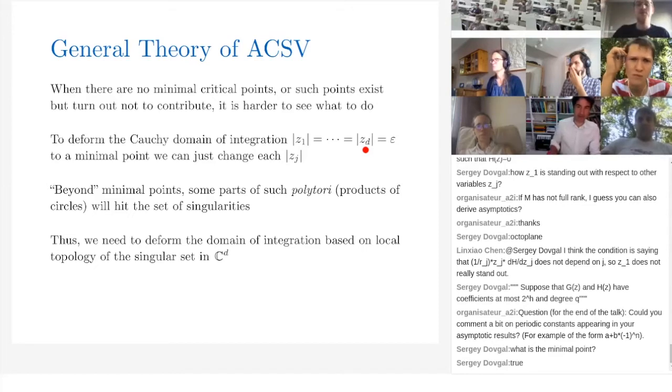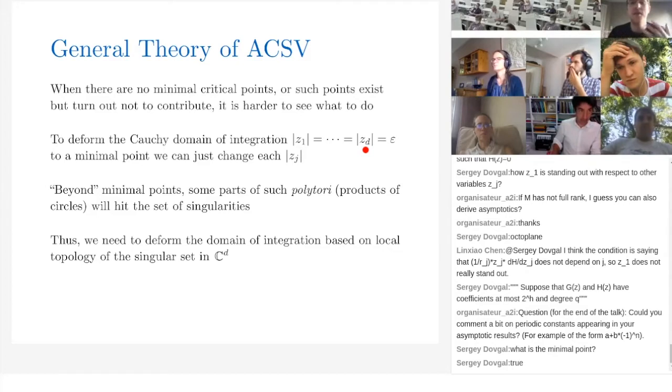But if you have to go beyond minimal points, then this is quite difficult, because it means that locally, on some parts of the domain of integration, you can keep pushing outwards, but maybe near the minimal point, you have to be a little bit more careful. So you can't just do such a brute force deformation by just increasing the modulus of each coordinate. You have to actually take the local topology of the set of singularities into account.